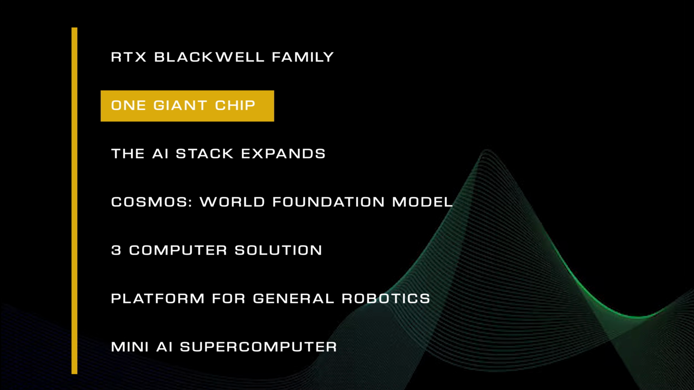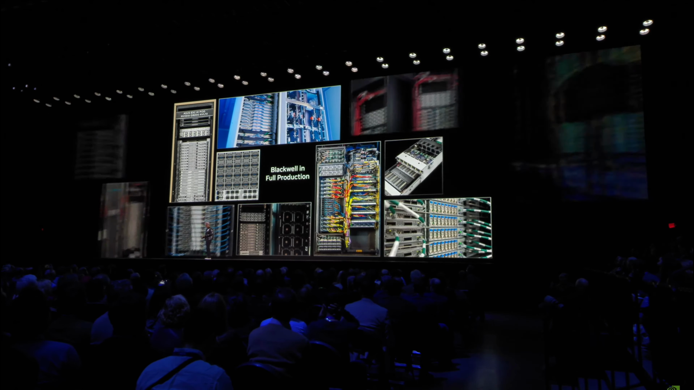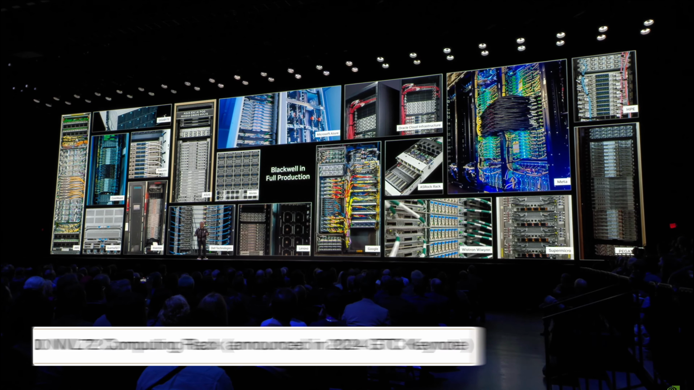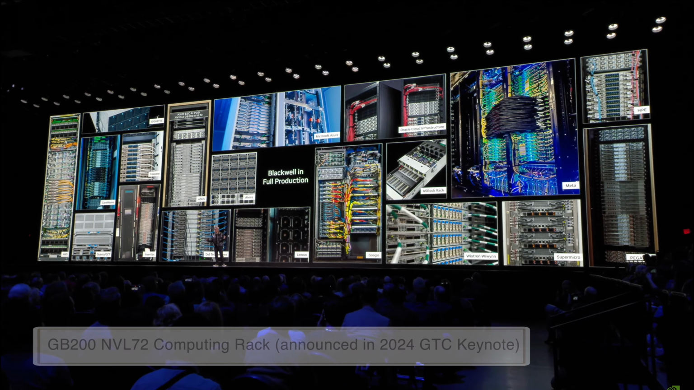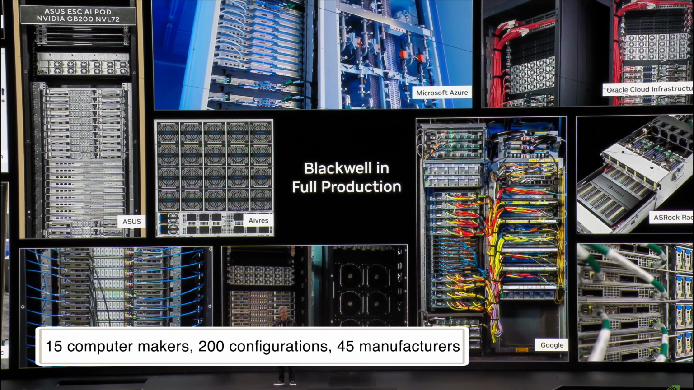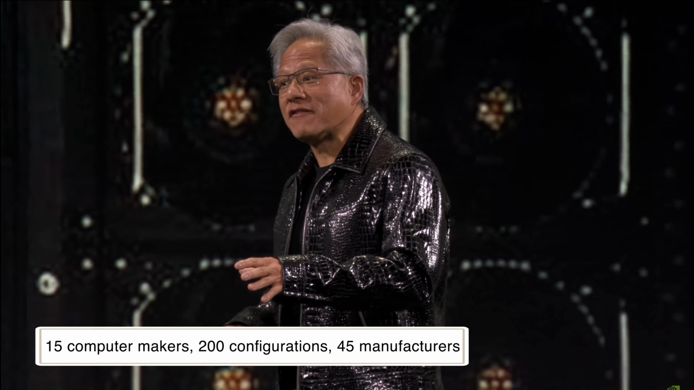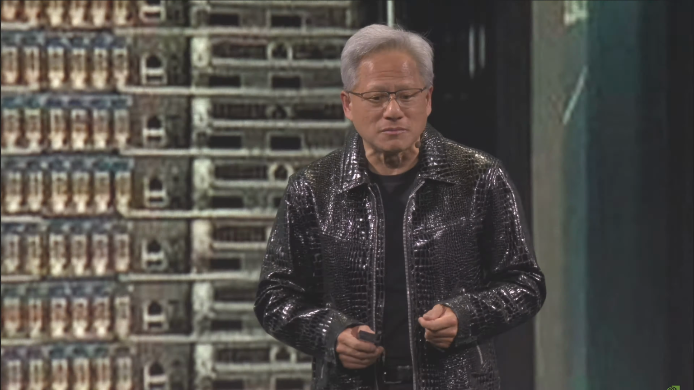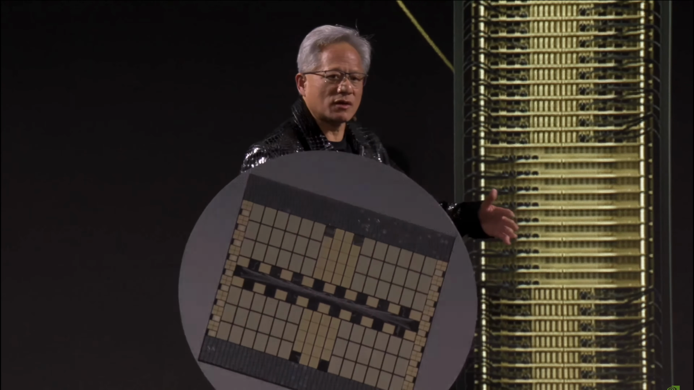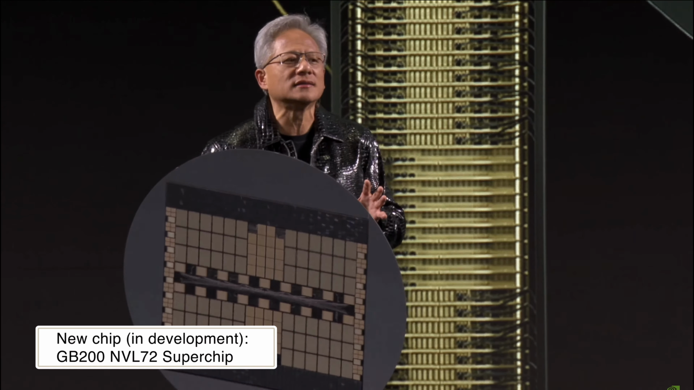Well, Blackwell is in full production. This is GB200 NVLink 72. Every single cloud service provider now has systems up and running. We have systems here from about 15 computer makers, 200 different configurations, manufactured in some 45 factories. It tells you how pervasive artificial intelligence is and how much the industry is jumping onto artificial intelligence in this new computing model. Now, the goal of all of this is so that we can create one giant chip.